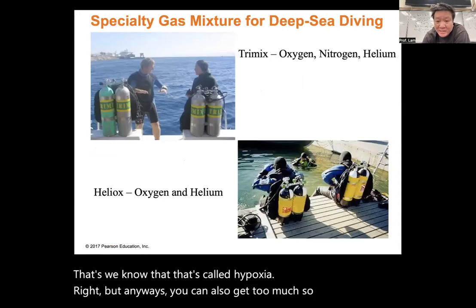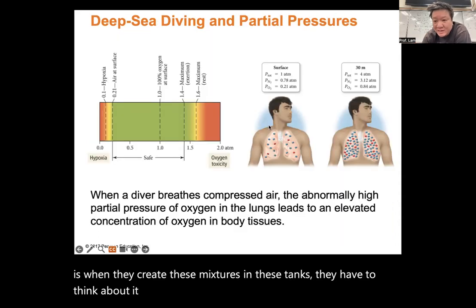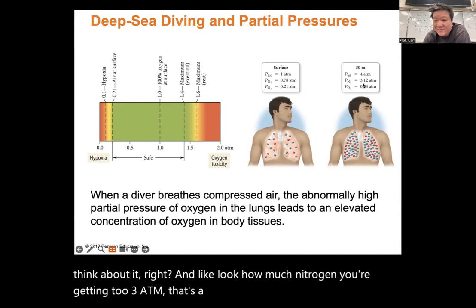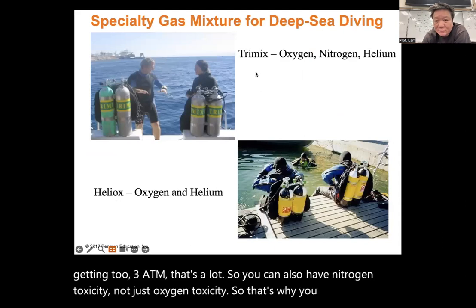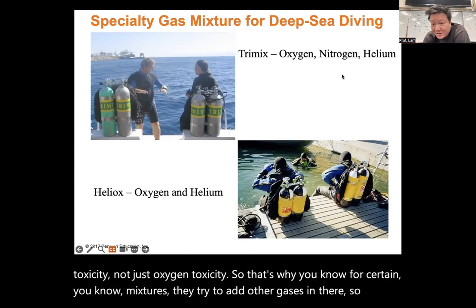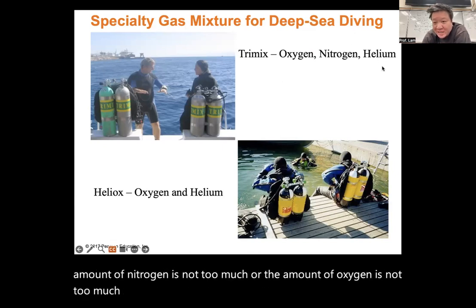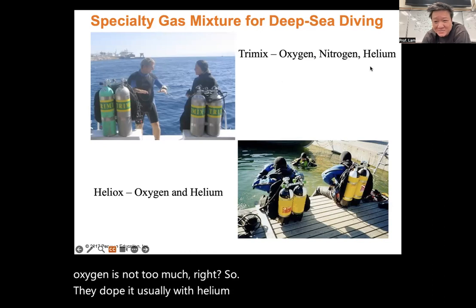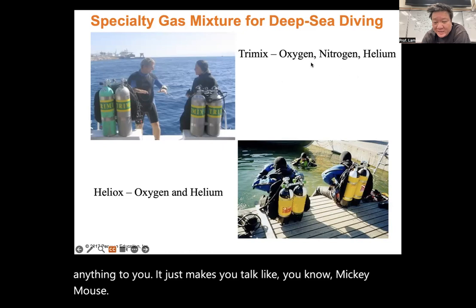So what that means is when they create these mixtures in these tanks, they have to think about it. And look how much nitrogen you're getting too. 3 atm, that's a lot. So you can also have nitrogen toxicity, not just oxygen toxicity. That's why for certain mixtures they try to add other gases so that the amount of nitrogen is not too much or the amount of oxygen is not too much. So they dope it usually with helium, because helium doesn't do anything to you. It just makes you talk like Mickey Mouse. Well, that's fine, you don't even talk underwater.